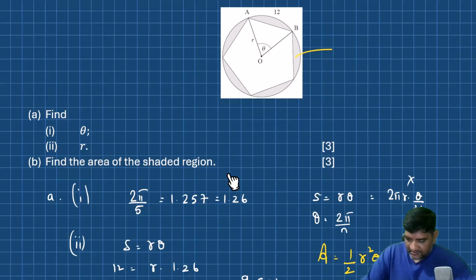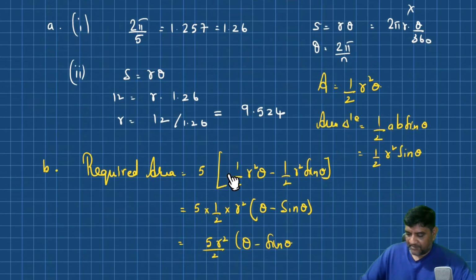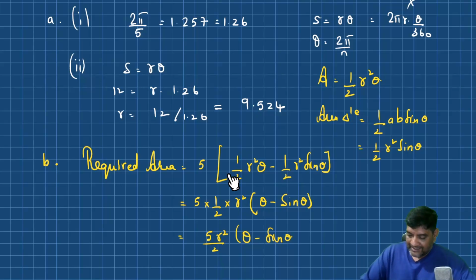So for the B part, which is to find the area of the shaded region, I'm going to calculate one of the segments and simply multiply it with 5, because there are 5 segments over here. 1, 2, 3, 4 and 5. So how do I get the segment area? Well, I'm going to simply subtract the area of the triangle from the area of the sector.